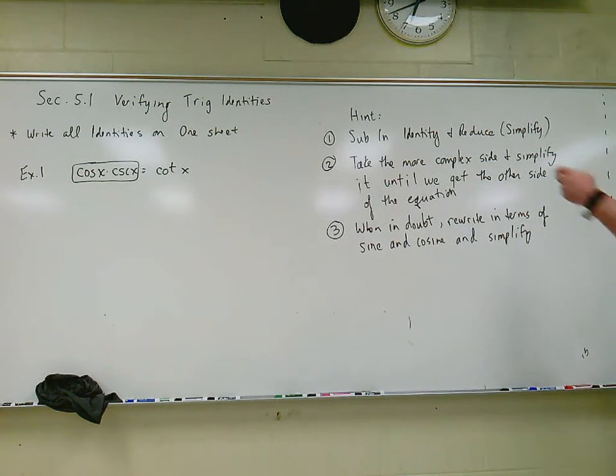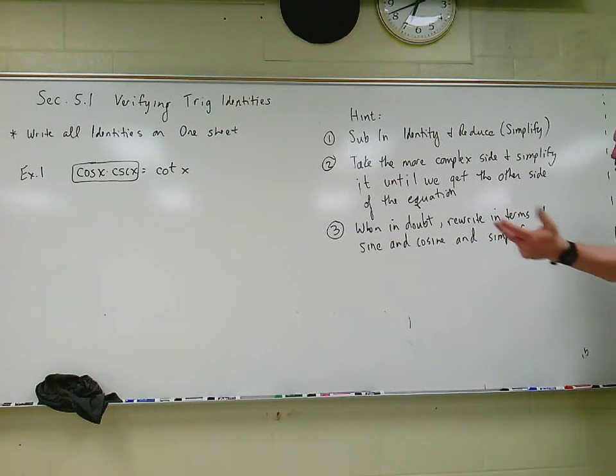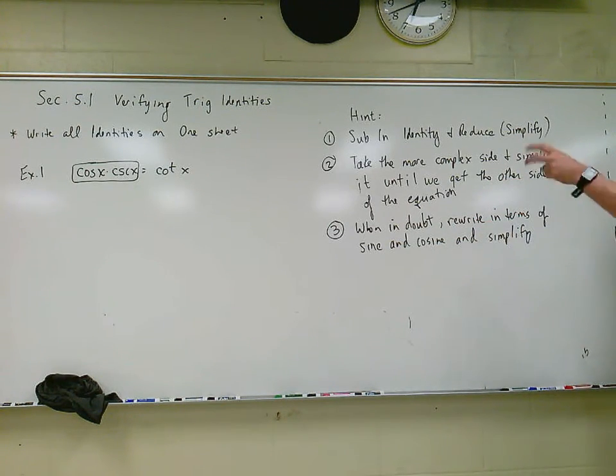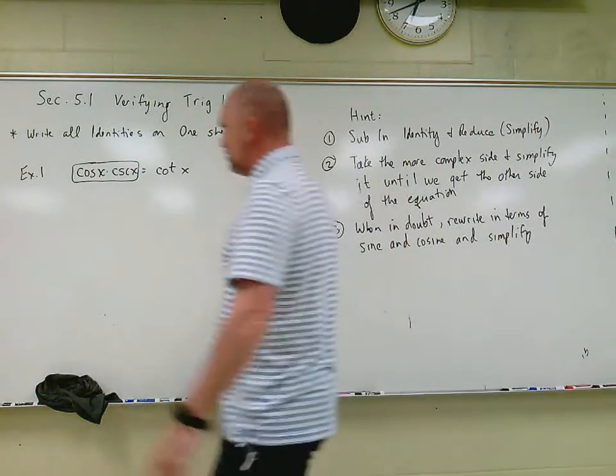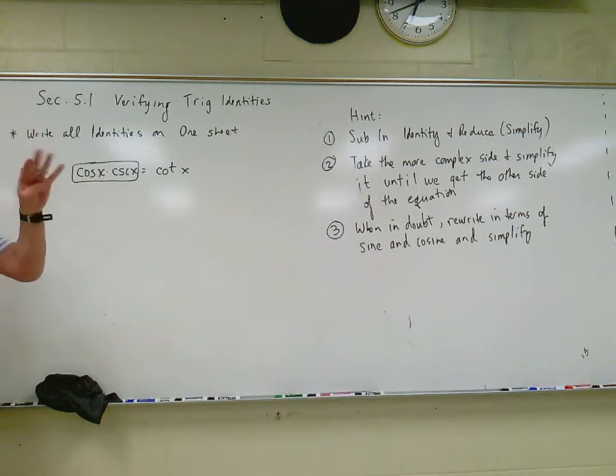So let's say, for instance, I'm not sure what to sub in. You want me to sub in an identity, but I don't know what to sub in. I can always take anything that's not a sine or cosine and rewrite it as a cosine or a sine. So here's what I mean. The 4 other trig functions can all be written as sines and cosines.